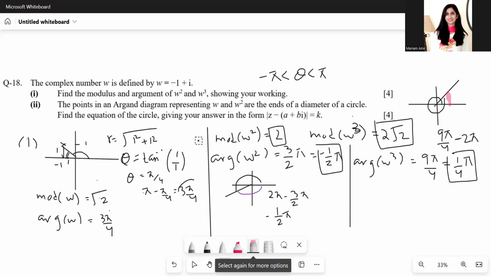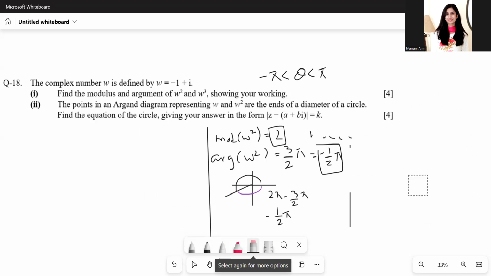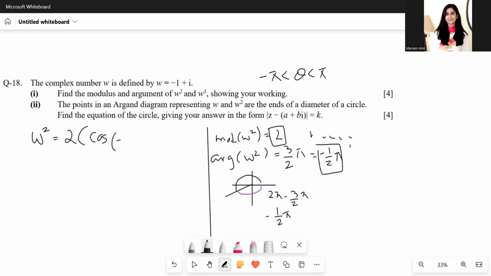Second part: the points in an Argand diagram representing W and W squared are the ends of the diameter of a circle. Find the equation of the circle, giving your answer in the form. All right, so we need W and W squared on an Argand diagram. Okay. So what would W squared be on an Argand diagram? In polar form, W squared can be written as modulus 2 times cos of the argument plus i sine, like this. Now, what is this equal to?